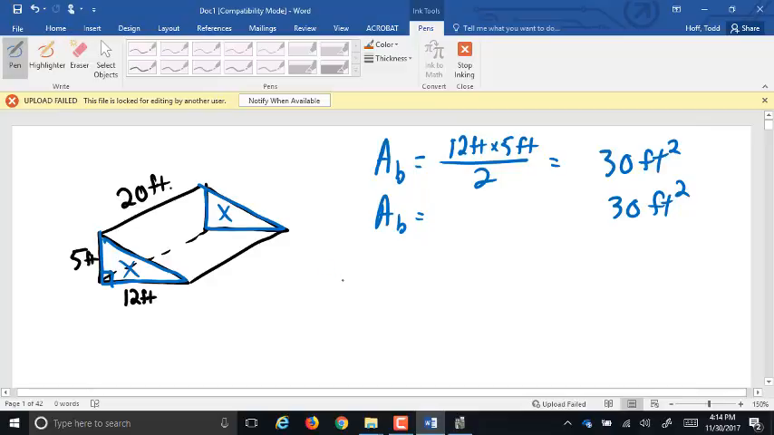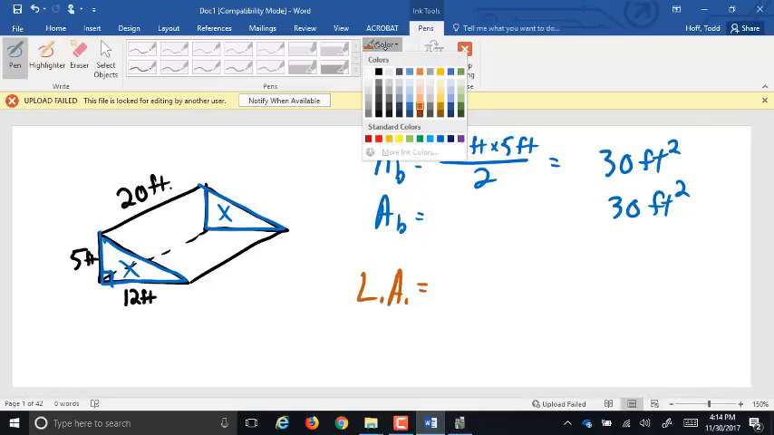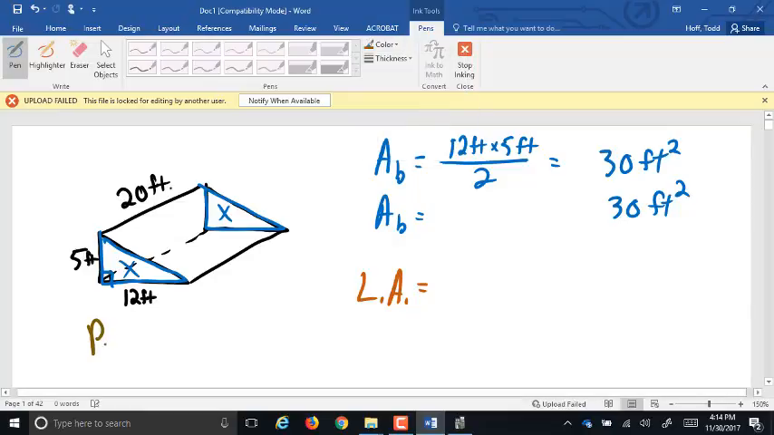Now to find the lateral area, we first need to find the perimeter of the base. Here I've got 5 feet plus 12 feet. We need to know this distance here. Since that's a right triangle, we can find it.